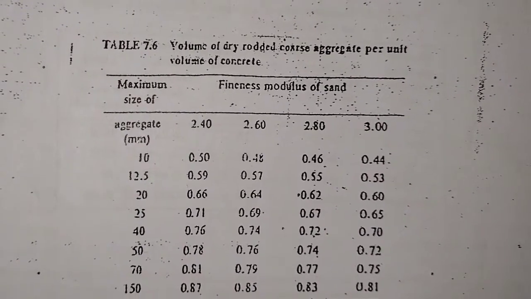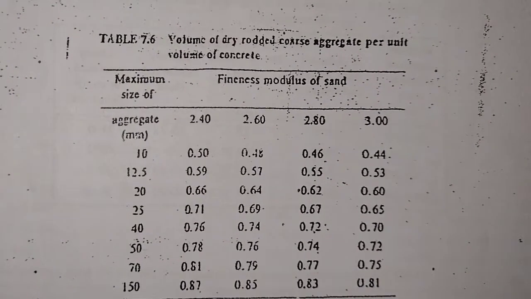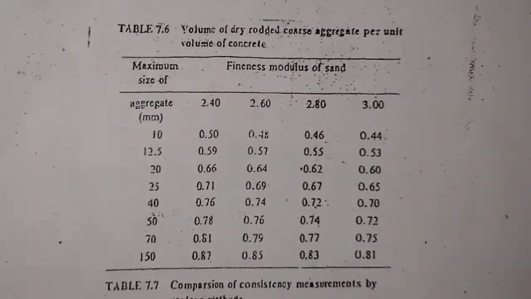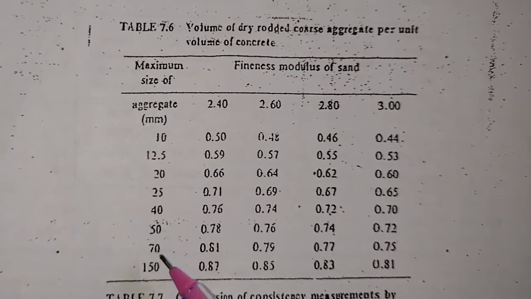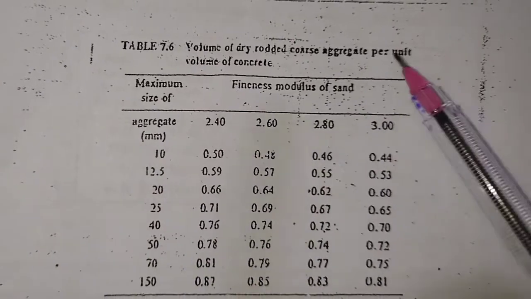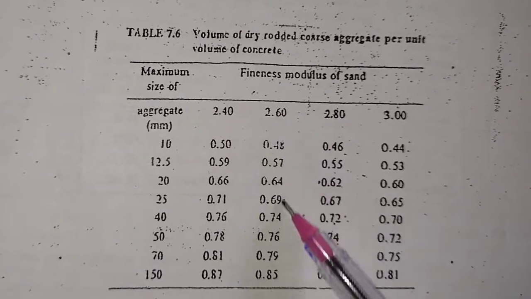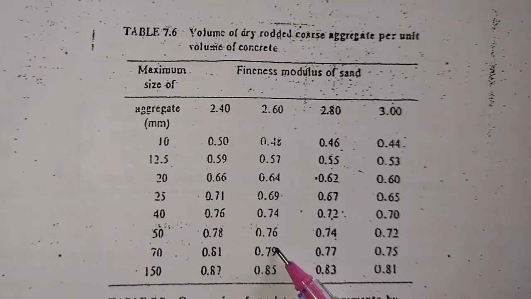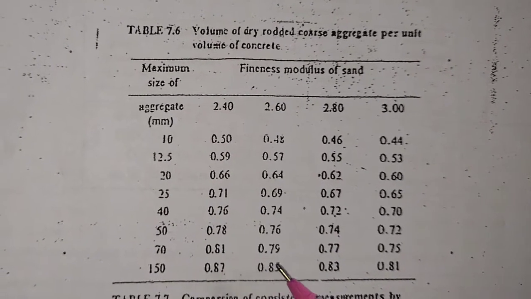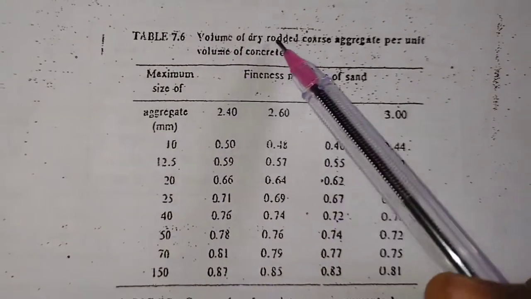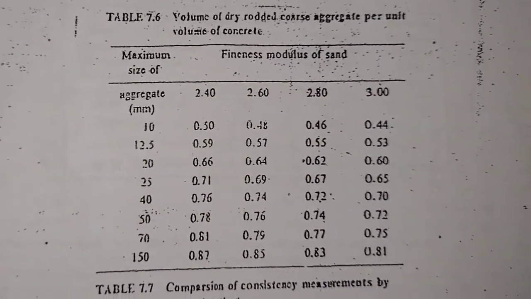See, this is the table. We will get the volume of dry rodded coarse aggregate per unit volume of concrete from the maximum size of aggregate. The maximum size of aggregate given for us is 80 mm. So we'll just interpolate in between these values. We are also given the fineness modulus of sand, so it is 2.6. So we'll get these values, 0.79, 0.85. So after interpolating, I am getting it as 0.8, that is the volume of dry rodded coarse aggregate per unit volume of concrete is 0.8.